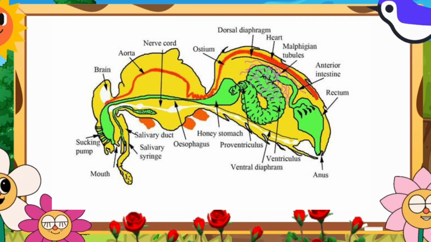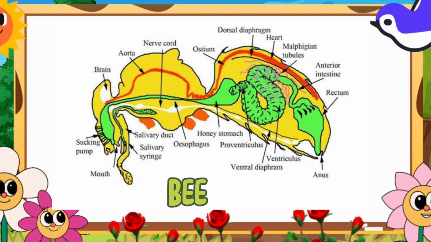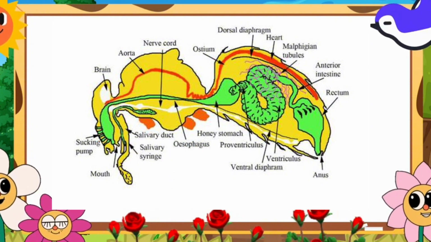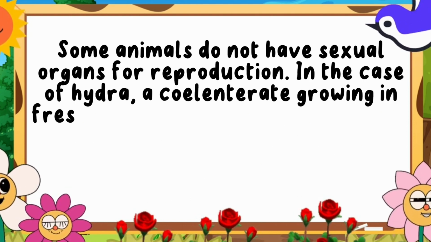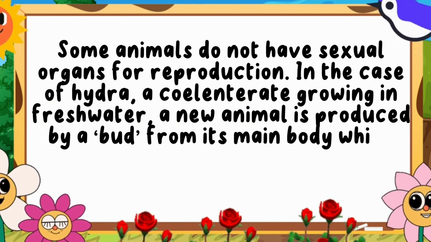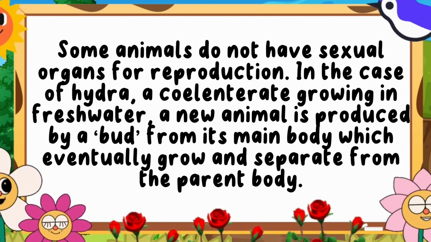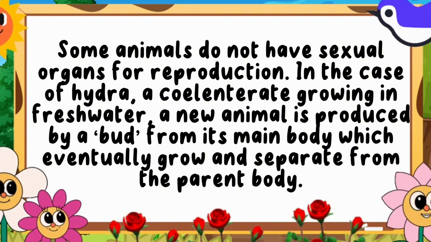This is a reproductive system of a bee. During mating, sperm mass stored in the valve of the penis is discharged by eversion into the queen's vagina. Some animals do not use sexual organs for reproduction. In the case of Hydra, a coelenterate growing in fresh water, a new animal is produced by a bud from its main body, which eventually grows and separates from the parent body.